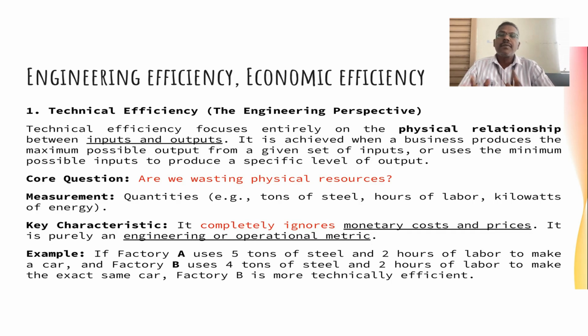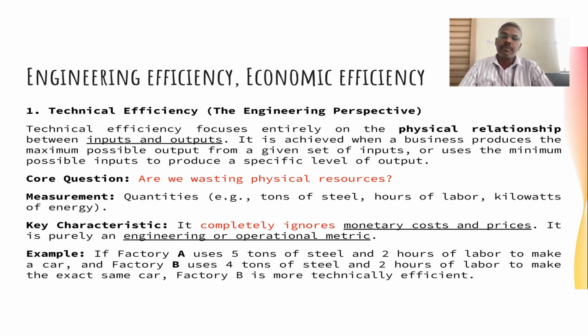So, technical efficiency mainly focuses on the physical relationship between inputs and outputs: how much input we give and how much output we get from the machines or engines, whatever it is. And it is achieved when a business produces the maximum possible output from a given set of inputs, or, using minimum possible inputs, produces the maximum or a specific level of output. So this mainly focuses on the physical relationship.